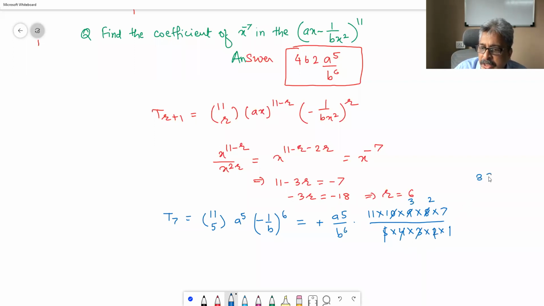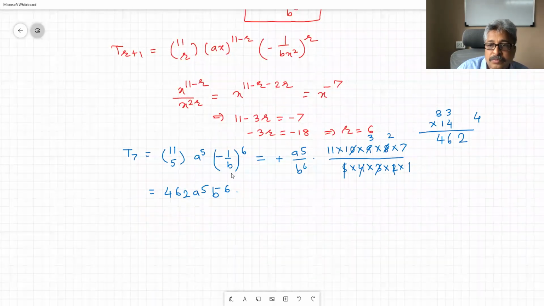So 33 into 14. So that is 3 by 4. 4 14 42, and 4 46, sorry, 46. So the final answer is 462 a raised to 5 b raised to minus 6.